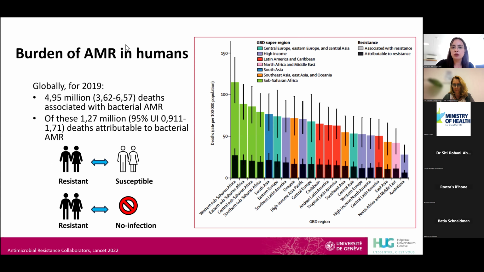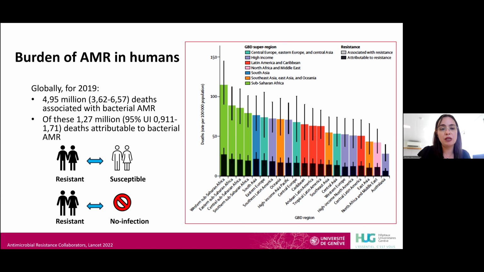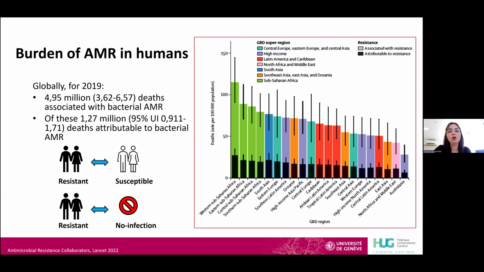It's impossible to talk about AMR without quoting the latest global burden study published in The Lancet, where they did a very large modeling exercise that yielded huge numbers of attributable and associated burden of AMR. Globally for 2019, it was estimated that almost 5 million deaths were associated with bacterial AMR, and of these 1.3 million were attributable directly to bacterial AMR, with most of the burden occurring in Western and Sub-Saharan Africa.